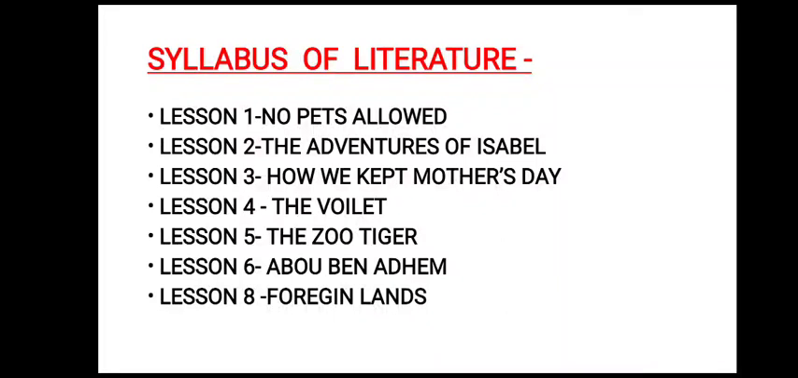The syllabus of literature is: lesson 1, No Pets Allowed. Lesson 2, The Adventures of Isabel. Lesson 3, How We Kept Mother's Day. Lesson 4, The Violet. Lesson 5, The Zoo Tiger. Lesson 6, Abu Ben Adam. And lesson 8, Foreign Lands. Lesson 7 is cut, so do not worry about it.